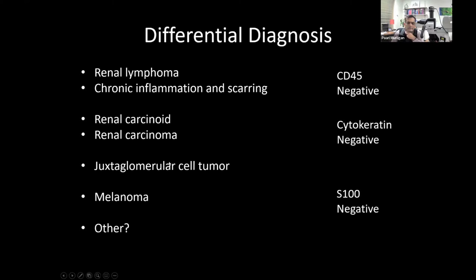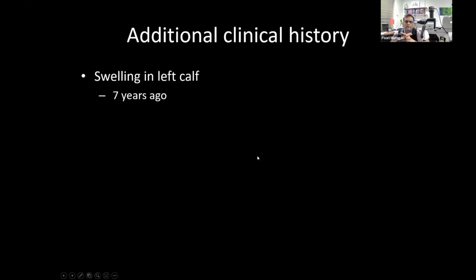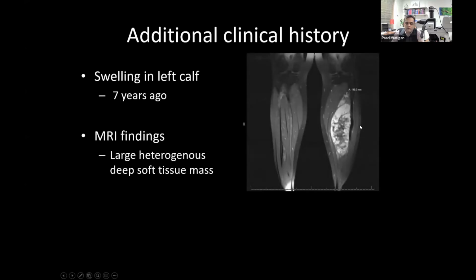Before we started doing stains for this, digging around in the history gave us some more information. This patient did present to the hospital 7 years ago with a swelling in her left calf. This was quite a large swelling, and the MRI showed that, as you can see here, it's almost a 20-centimeter tumor that's deeply located in her calf muscle, and it also has heterogeneous imaging characteristics, maybe some necrosis in there, or maybe some regions that are hyalinized or something like that.